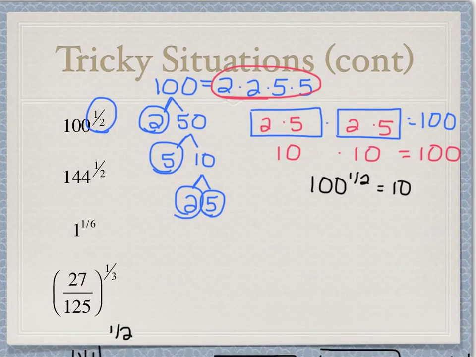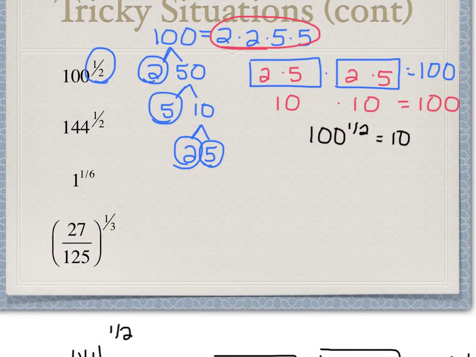Okay, so 1 to the 1/6 power. This one's a little tricky. Please don't take the time to try to figure out a factor tree for 1, okay? You'll be there forever. What I want to know is what times itself 6 times would equal 1. That's what this is saying. What multiplied by itself 6 times would equal 1?